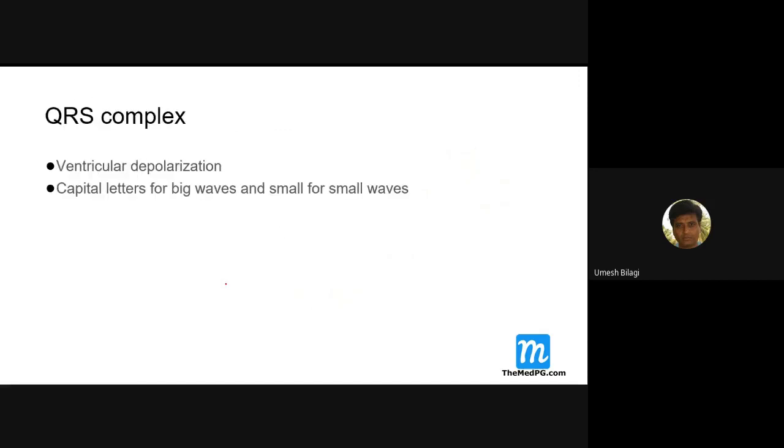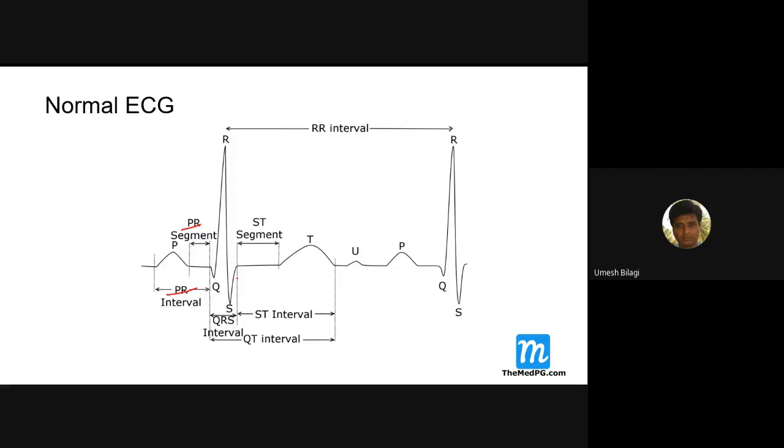Now, QRS complex. We'll come to the QRS complex. In the QRS complex, the Q wave. This is the Q wave. What is the Q wave? Q wave is the first negative deflection. The first negative deflection of the QRS complex is the Q wave.